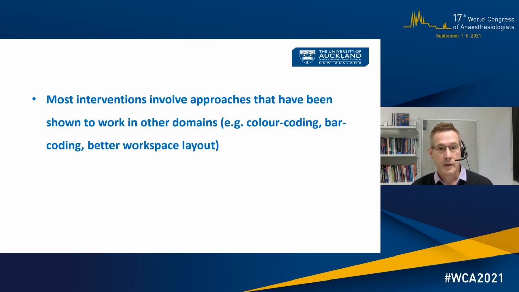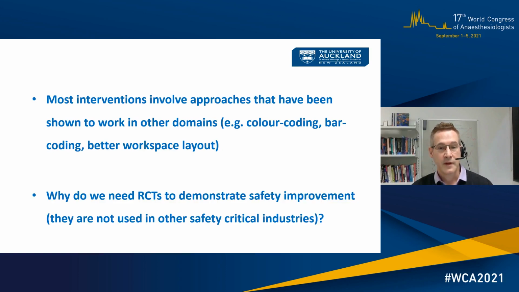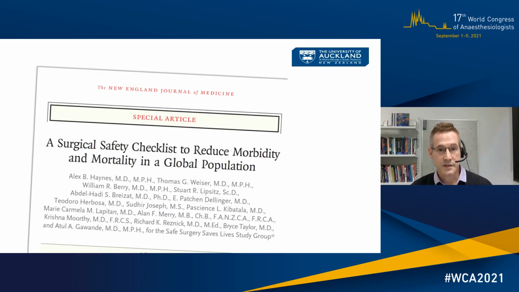So most interventions involve approaches that have been shown to work in other domains in terms of safety. So we've got color coding, bar coding, better workspace layout. We would expect these to work in healthcare. They're not a brand new thing. Why do we need RCTs to demonstrate safety improvement when they are not used in other safety critical industries? I mean, the aviation industry does not use RCTs, despite the fact that healthcare draws safety lessons from aviation. Neither does nuclear power and many other industries.